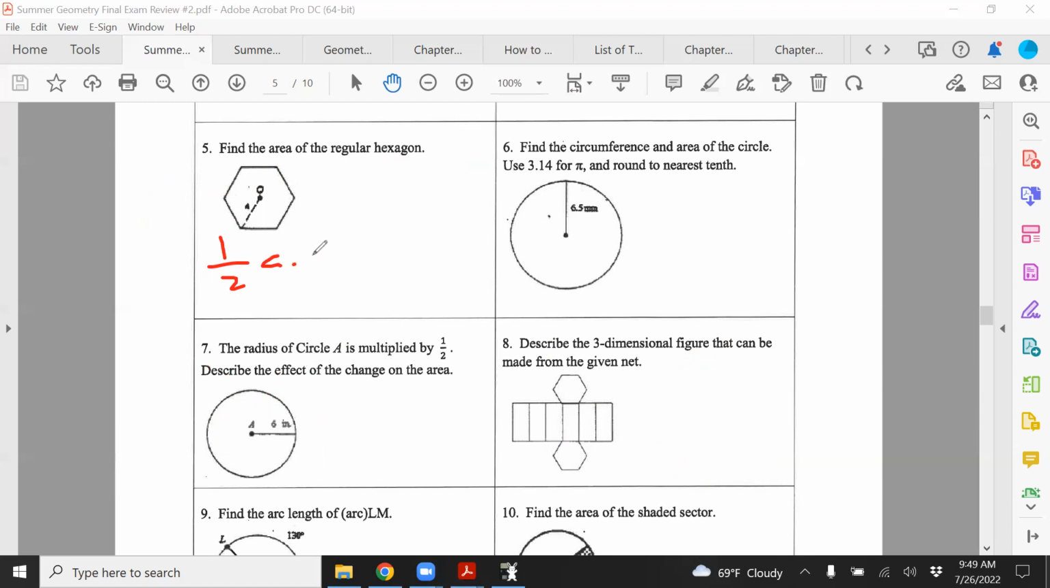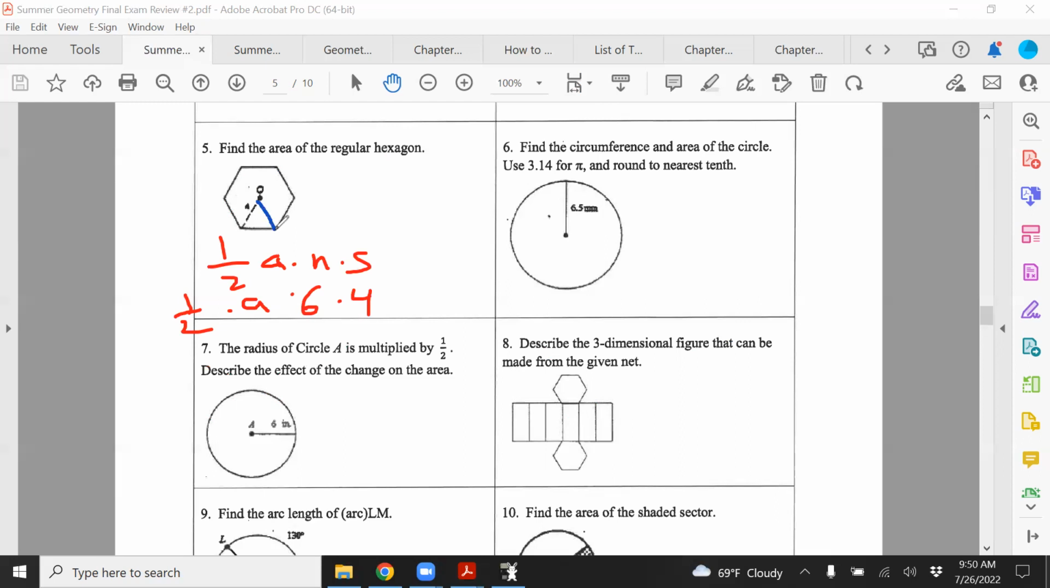So the area is 1/2 times the apothem times the number of sides times the length of each side. I know there's 6 sides. I know the length of each side is 4. The apothem's the hard part. This is the part that people don't like. I don't like it either. But a hexagon makes it a little more manageable.